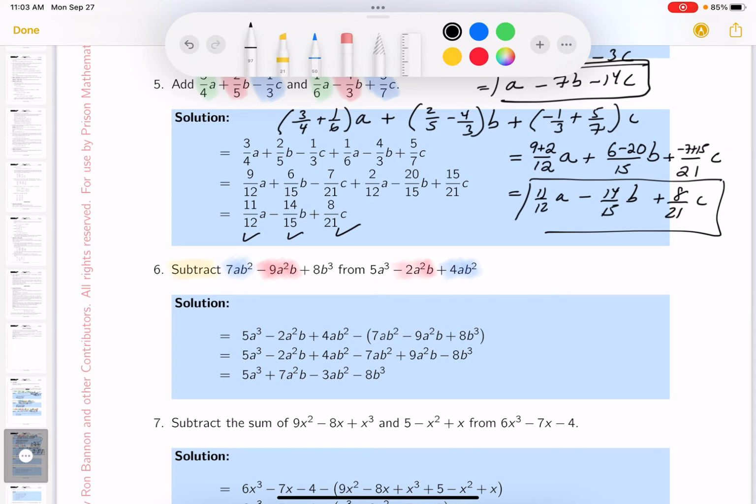So someone says, how do you subtract from? Well, I'm going to subtract from 5a cubed minus 2a squared b. Whoops. A little fast there, didn't I? Sorry about that. Plus 4ab squared. And I'm going to subtract from that this.